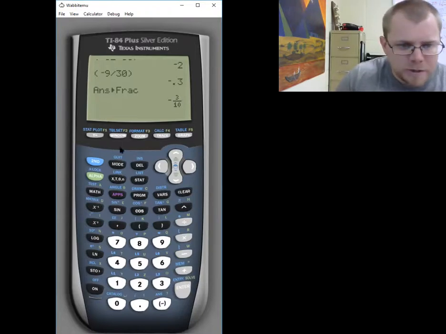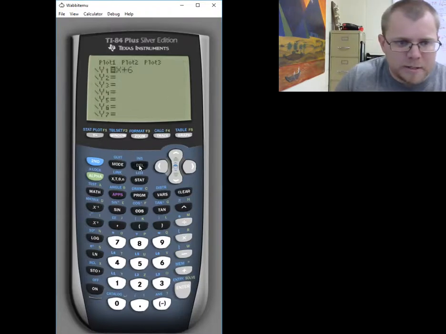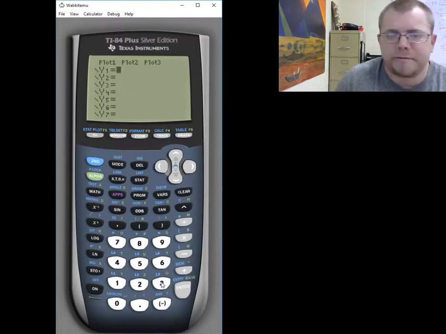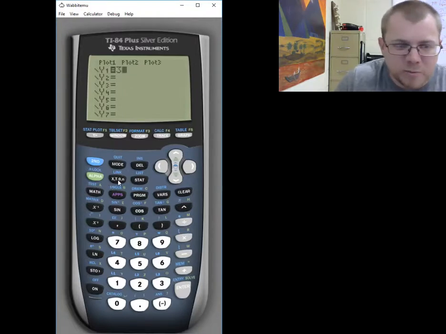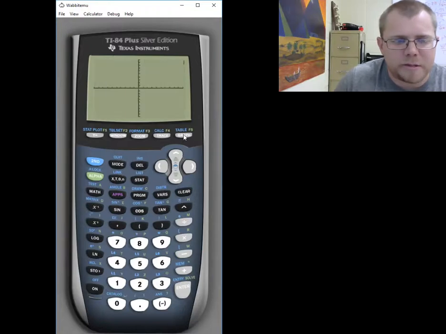So what you do is you come in here and you type your equation. Let's say it's 3x plus 5. Now, I see a lot of students sometimes ask, how do you put an x in? It's this button right here, the X,T,theta,n button. You just press that, and it always gives you x. So 3x plus 5. If you press graph, there's your graph. Hey, look at that. It's a sweet line.